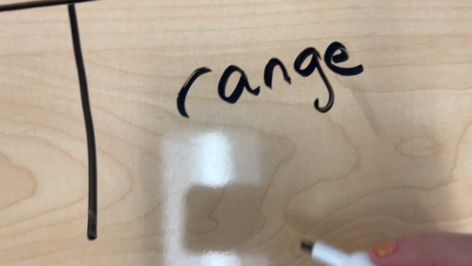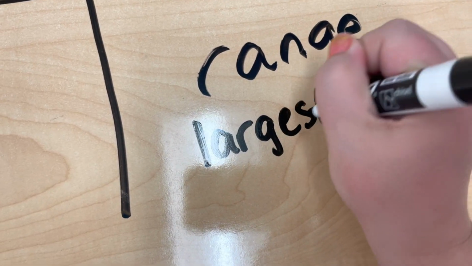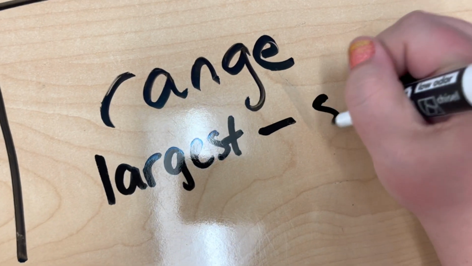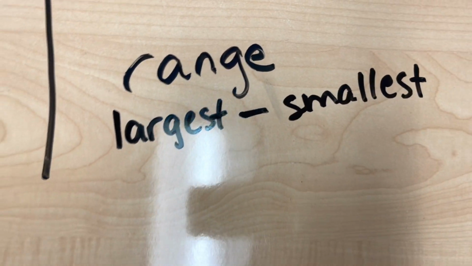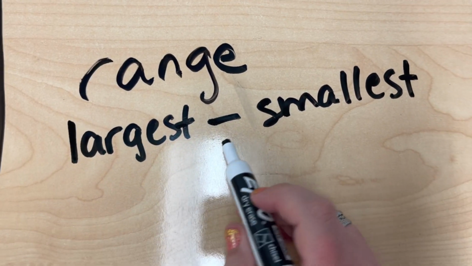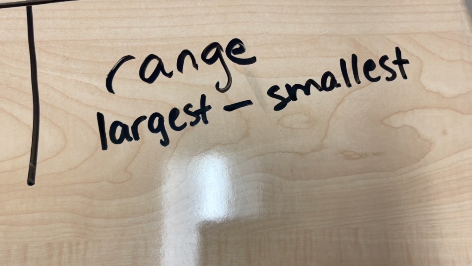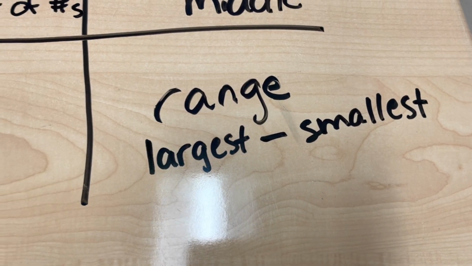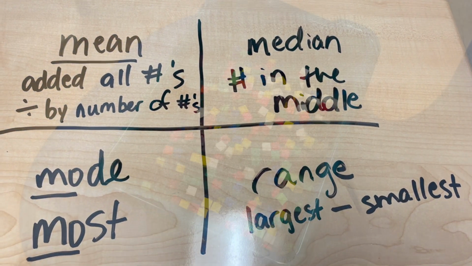And then the range is our largest number minus our smallest number. So in your set of data, you take your largest number, subtract your smallest number, and that is your range of data. So make sure you have all of this copied down into your math notebook.